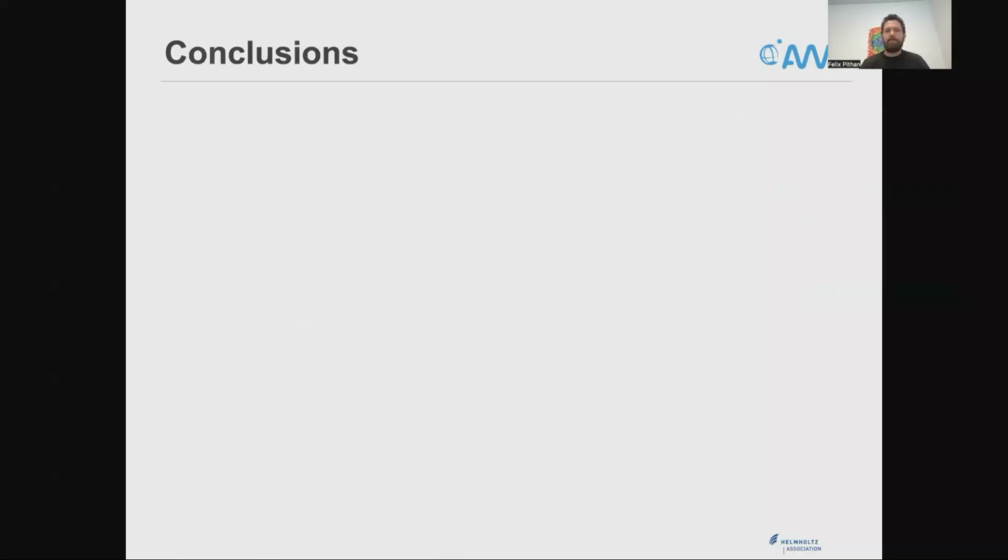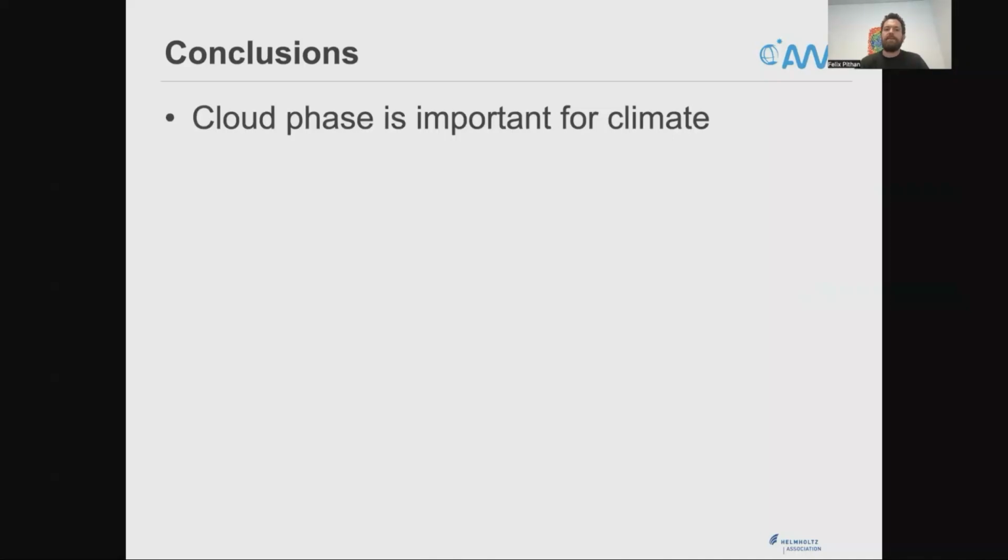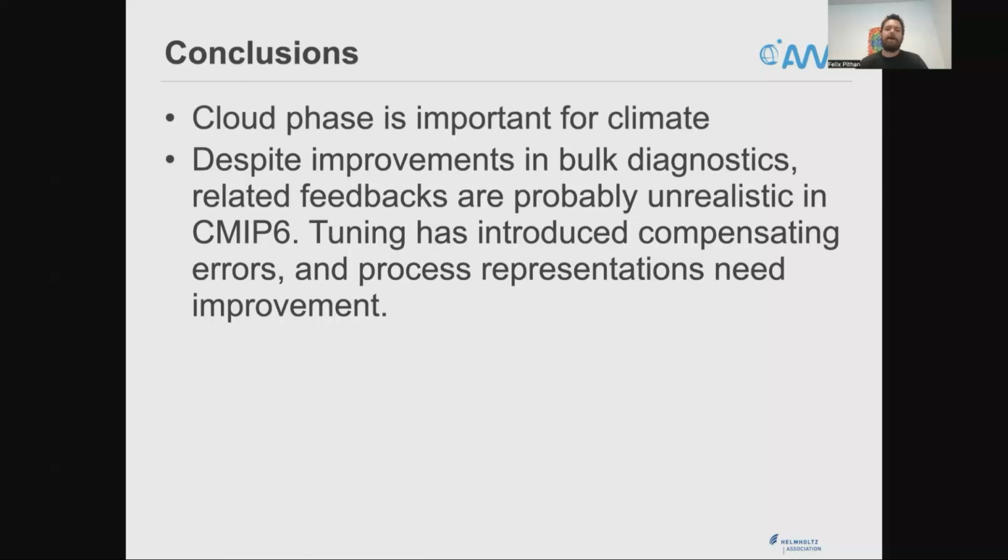So we conclude that, of course, cloud phase is important for climate, and we should strive to better represent that in models. And despite some improvements in bulk diagnostics, the related feedbacks are probably now unrealistic in CMIP6. So tuning has apparently introduced compensating errors, and we really should work on improving the process representation. And that is true for the cloud processes as much as for the stable boundary layers, where according to the little data that I've shown today, we might not even see as much progress since the last generation of climate models.